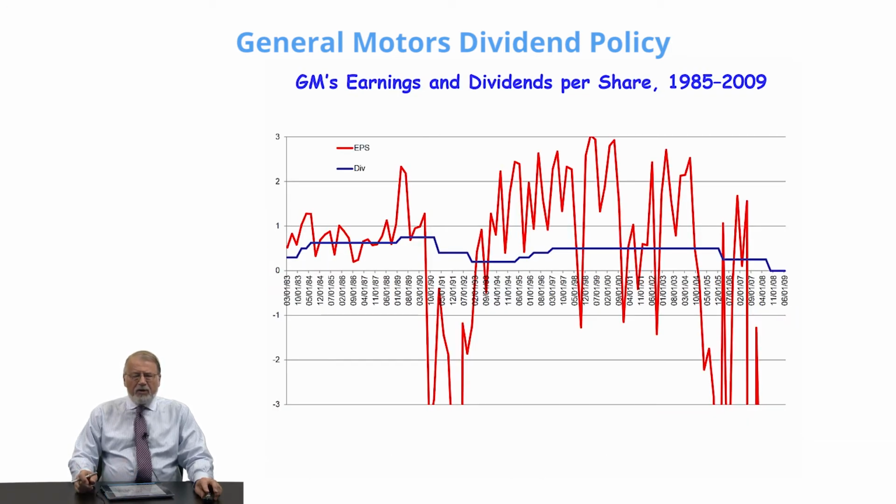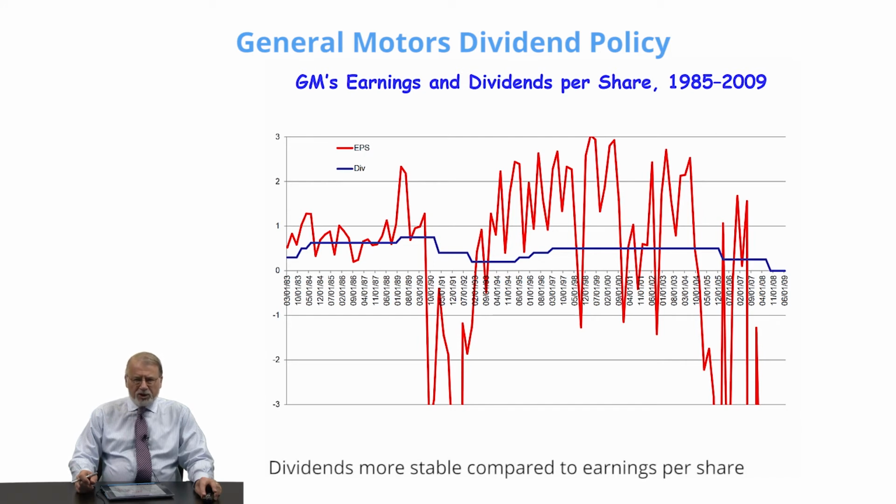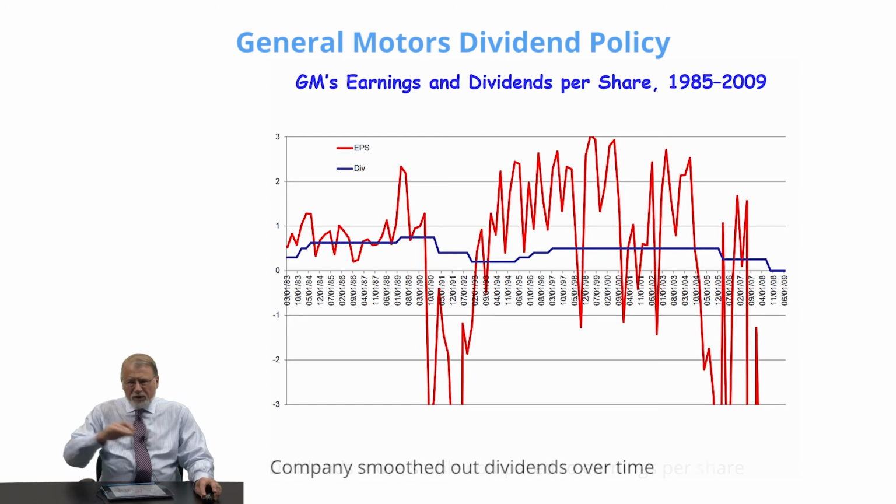In this graph, you have the blue line, which represents the sequence of the dividend payments. These are the same sequence that we had in the previous graph. If you compare the sequence of the dividend with the sequence of earnings per share, displayed by the red line, you can see immediately that the sequence of earnings per share is very volatile, much more volatile than the dividends. Dividends remain very stable compared to the earnings per share. The company smoothed out the dividend over time.